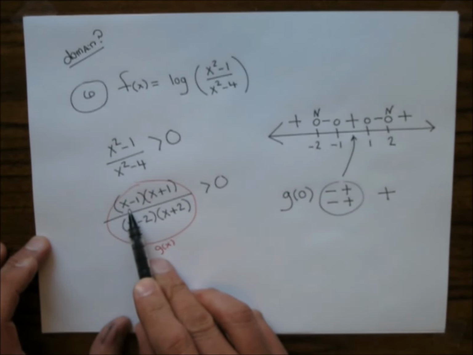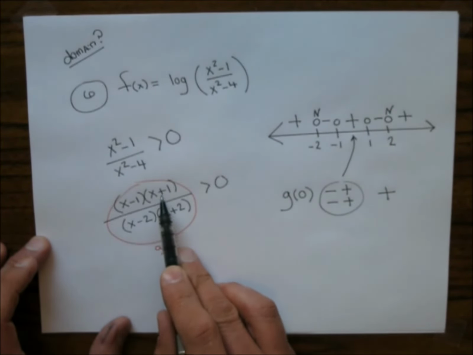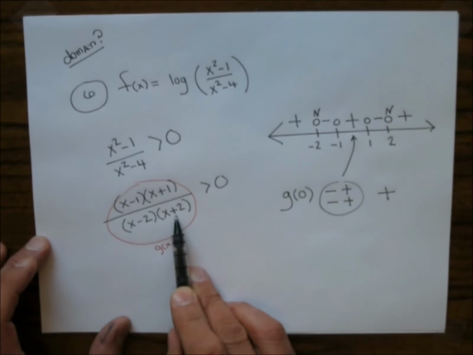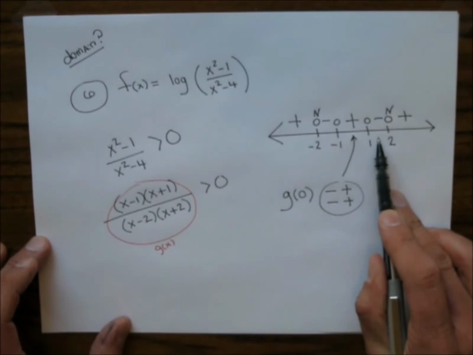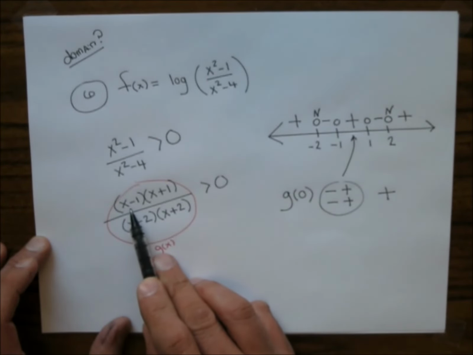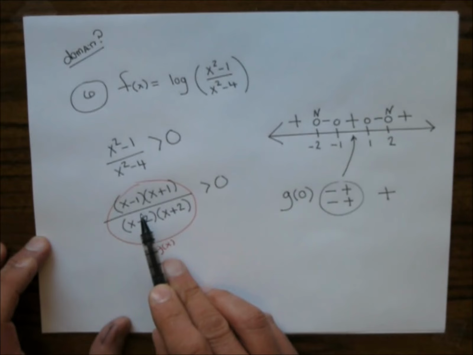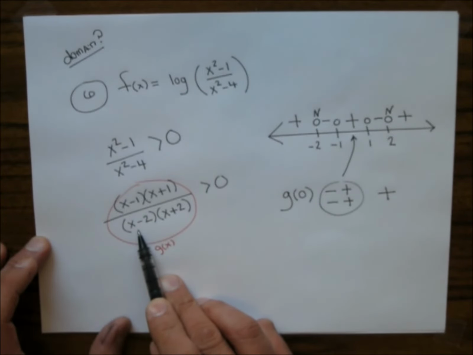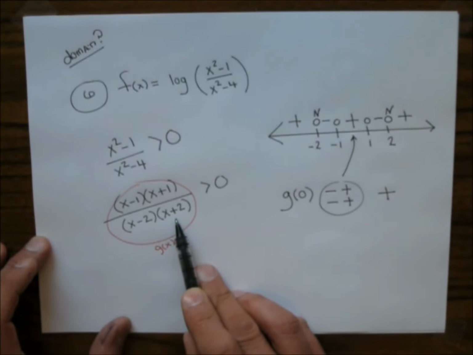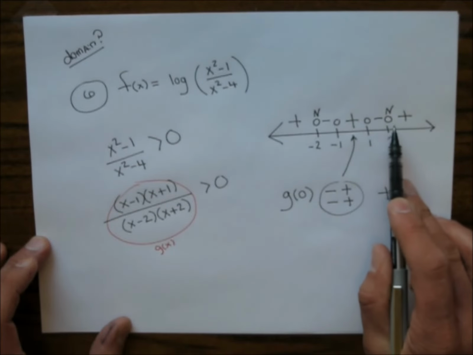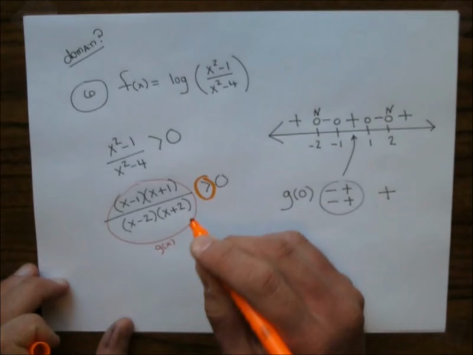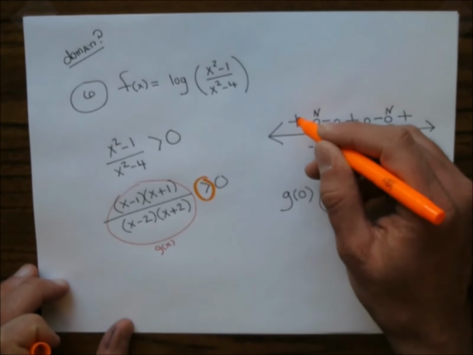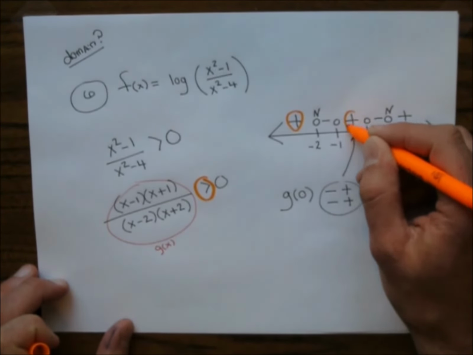But if you have trust issues, go ahead and pick points from the other 4 regions, like, you know, maybe 5. And if you put 5 in here, look, plus, plus, plus, plus, which gives you a plus. If you put 1.5 in, 1.5 minus 1, this is plus, plus, minus, that's 1.5 minus 2, and then we have plus, which gives you the minus. Well, in any case, we are looking for when this thing is greater than 0, so we are going to consider the positive signs and not the zeros.